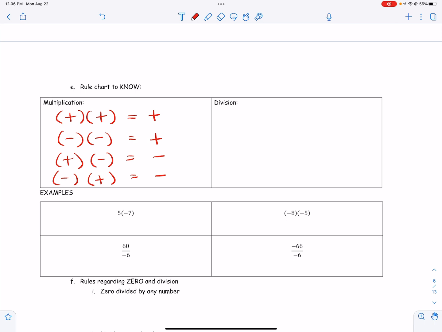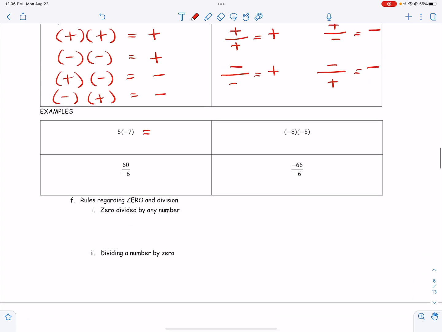You have one sign of each, you will get a negative answer. With division, positive divided by positive is positive. Negative divided by negative is positive. And then if you have a sign of each, you will have a negative result. So we get negative 35 and positive 40. We get negative 10 and positive 11. Top number divided by the bottom number in your division problems.